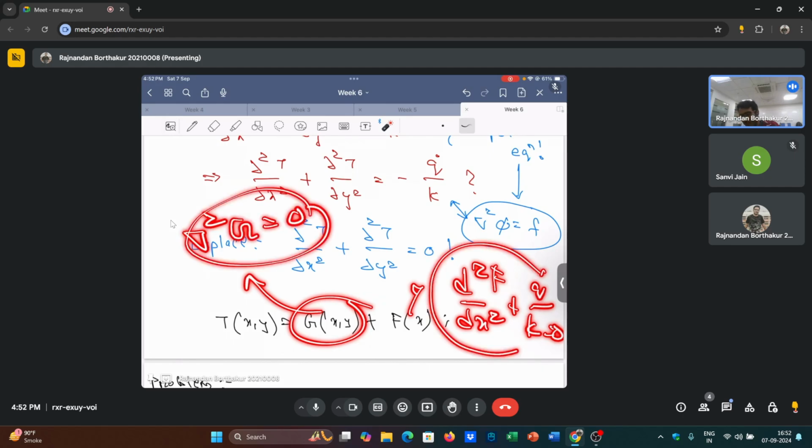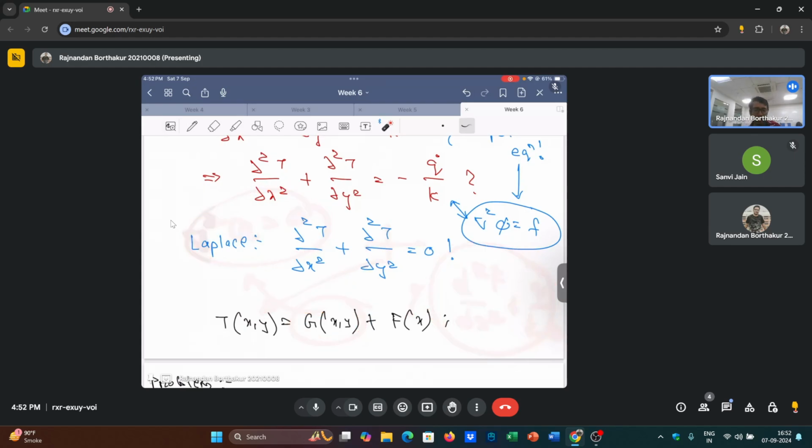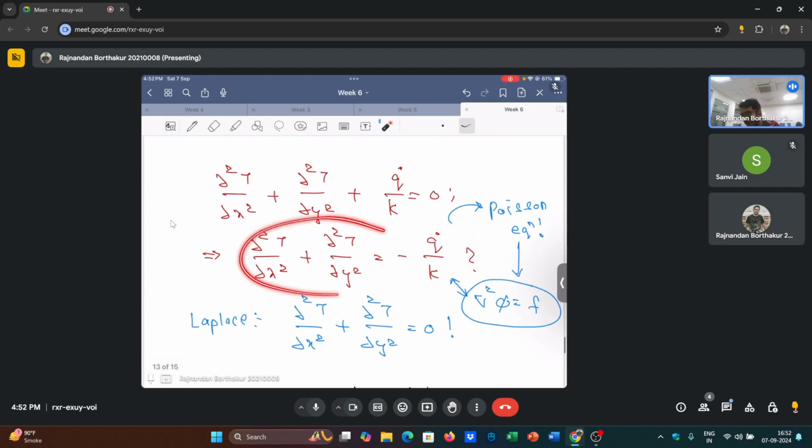And if I separately find the solution of these two problems and add them, I simply get the solution of this T of x,y. That is the beauty and the strength of this method of superposition. And this is solely possible since the governing equation, although it is non-homogeneous, is linear, just like the Laplace equation. Okay, so that's the broad idea.